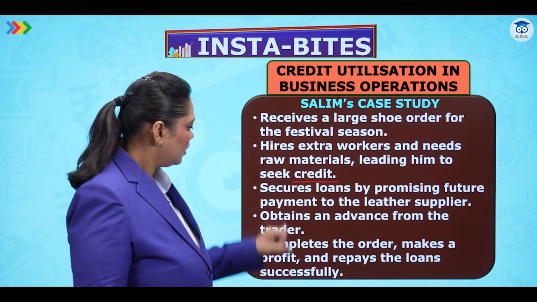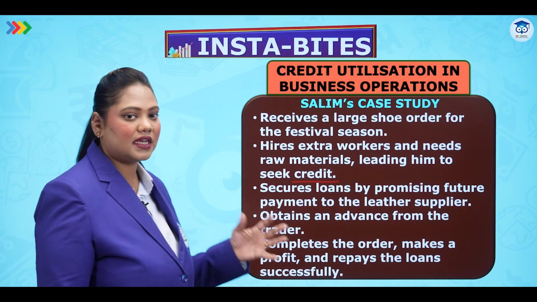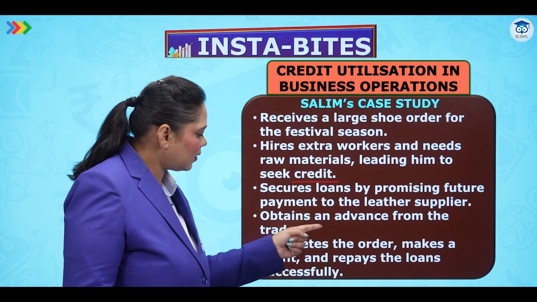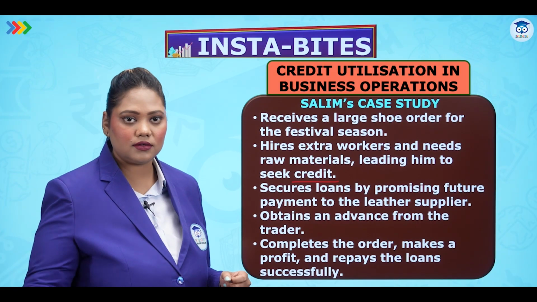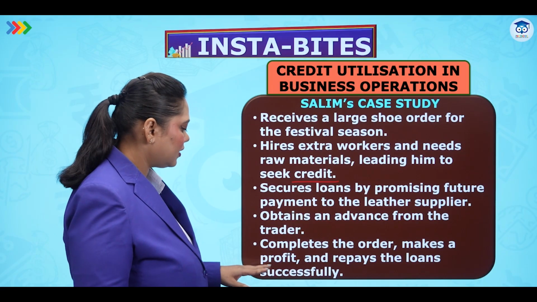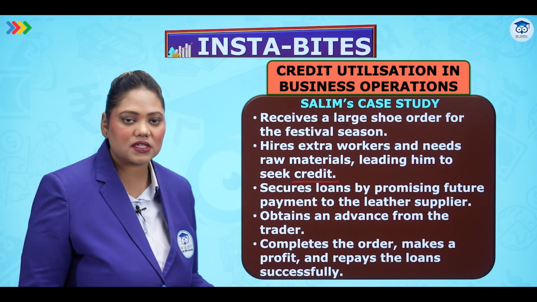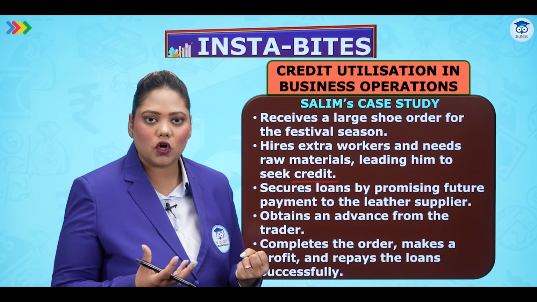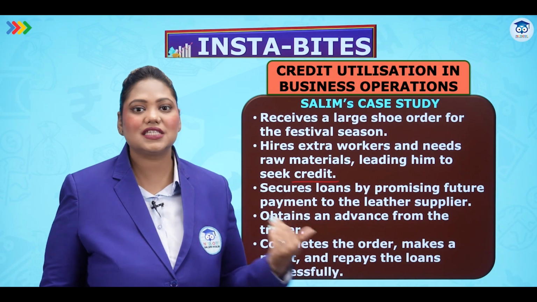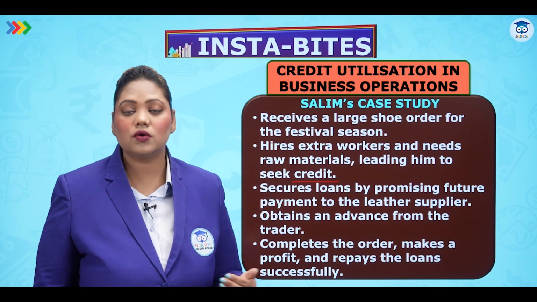Let's see from whom. He secures loans by promising future payment to the leather supplier. So he tells him that I'm taking a loan and I will pay back the loan in the future. He obtains an advance from the trader. Now there is another trader who gives him an advance. He completes the order, makes a profit, and then repays the loan successfully. Let's explain it. What happens in Salim's case? He takes a loan, he makes the order, he sells the order, makes the profit, and gives it back to the person who gave him the loan. This is the business transaction that you have seen in 3 steps. This is one example of how credit can be used.